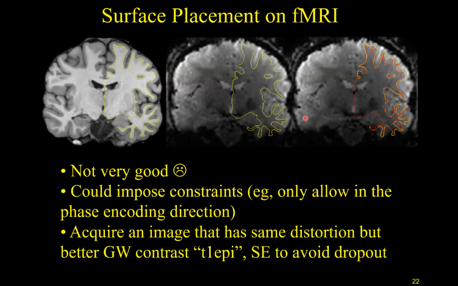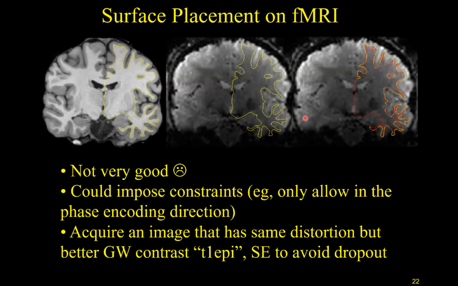So we could impose more constraints, such as forcing it to only adapt the surface in the phase encode direction, because B0 distortion is generally only in the phase encode direction. Or if you could acquire a better quality image.